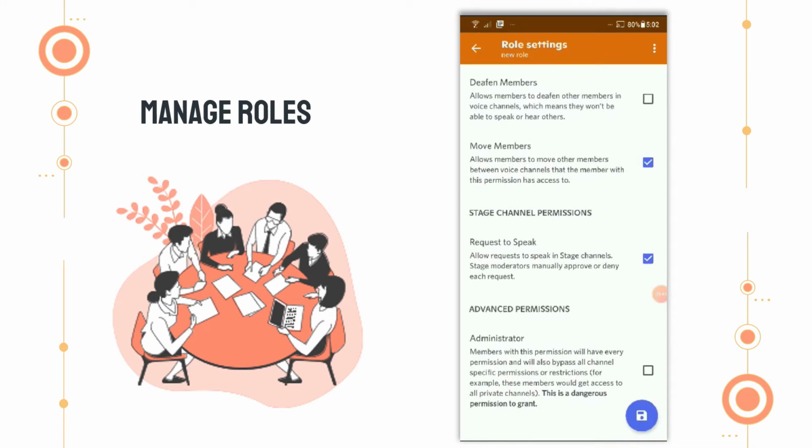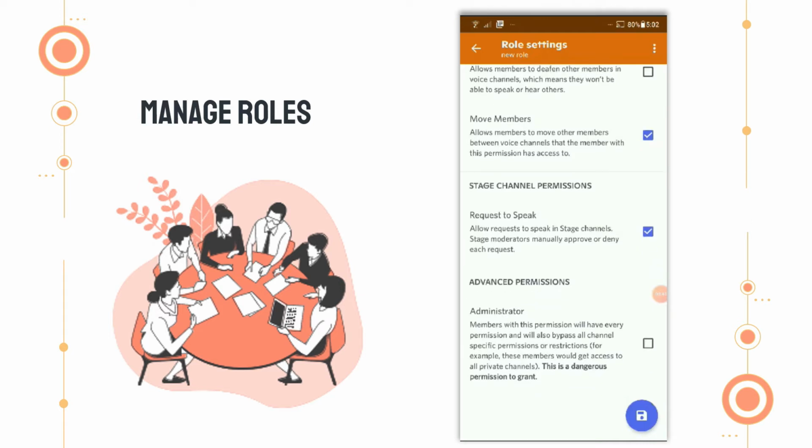You can read all the descriptions on each permission so that you'll be able to decide which permission you would like to allow for that particular role. If you're done, don't forget to tap the Save button here. We can now go back and see the other options.